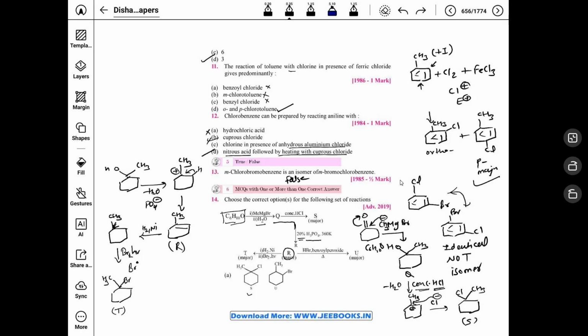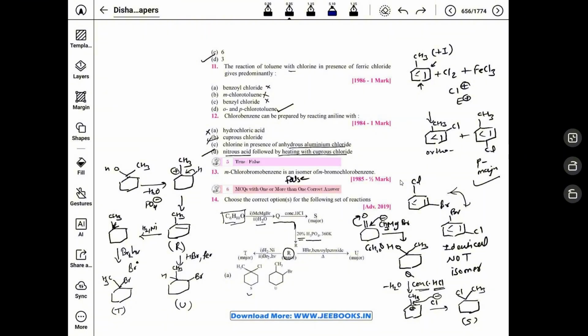And now R on reacting with HBr in the presence of peroxide will follow the anti-Markovnikov rule, and according to this rule hydrogen will go to the double bonded carbon which has the lesser number of hydrogens, so it will come here, and bromo will be here. So this will be the structure of U.